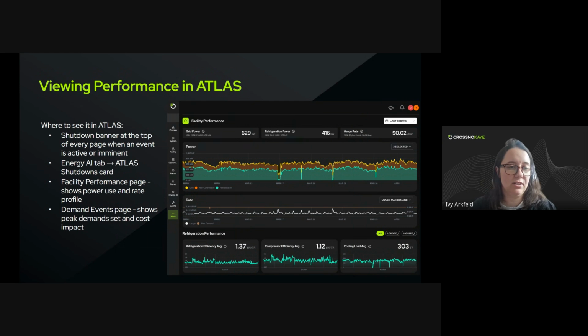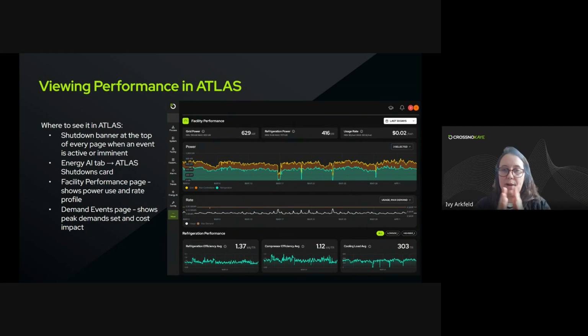One thing I'm not showing here is also the demand events page. So that's located within the facility performance section. You can go in there, see when your peak demands were set and the cost impact. This is really useful just for communication, understanding what's going on at the site. So on those pages, it'll tell you for a given time period, say like the month of May, what day was the highest peak set. You can click into that, see the rate associated with that and how much it's going to cost you.